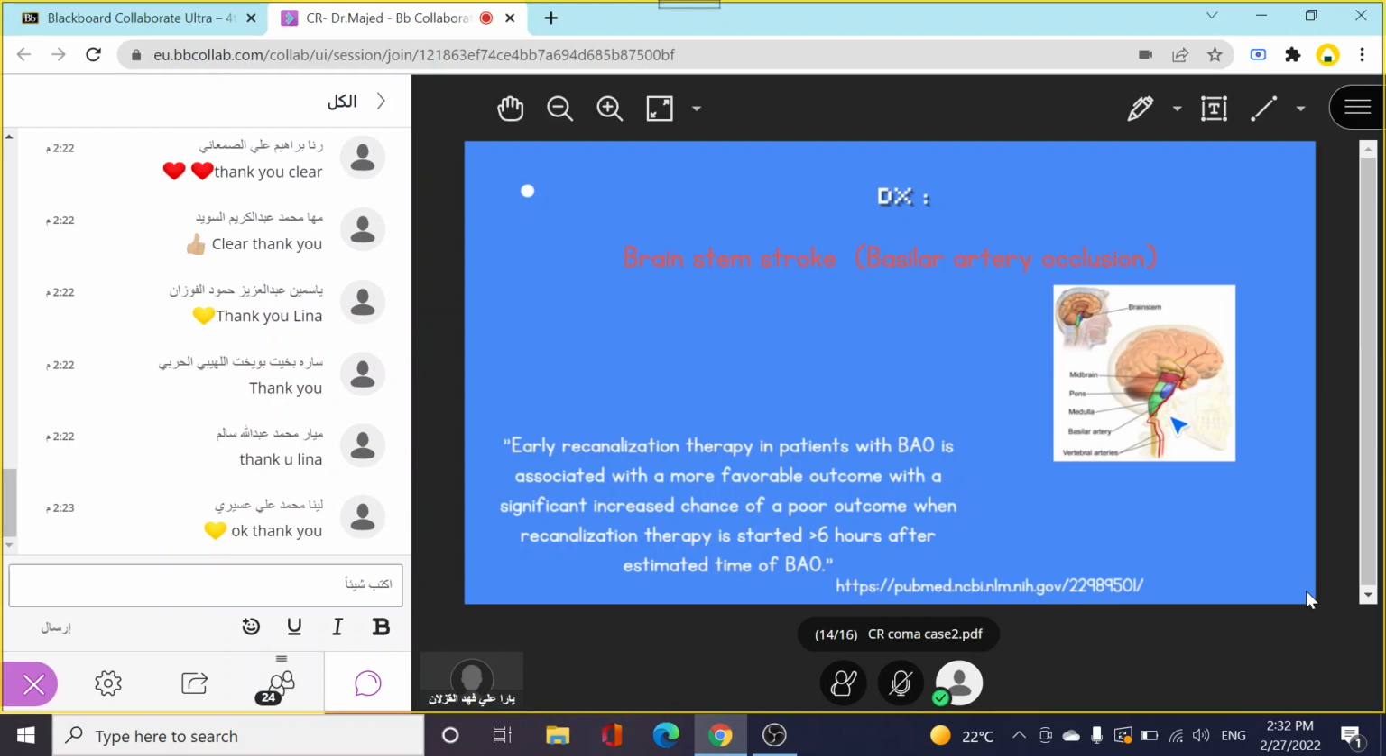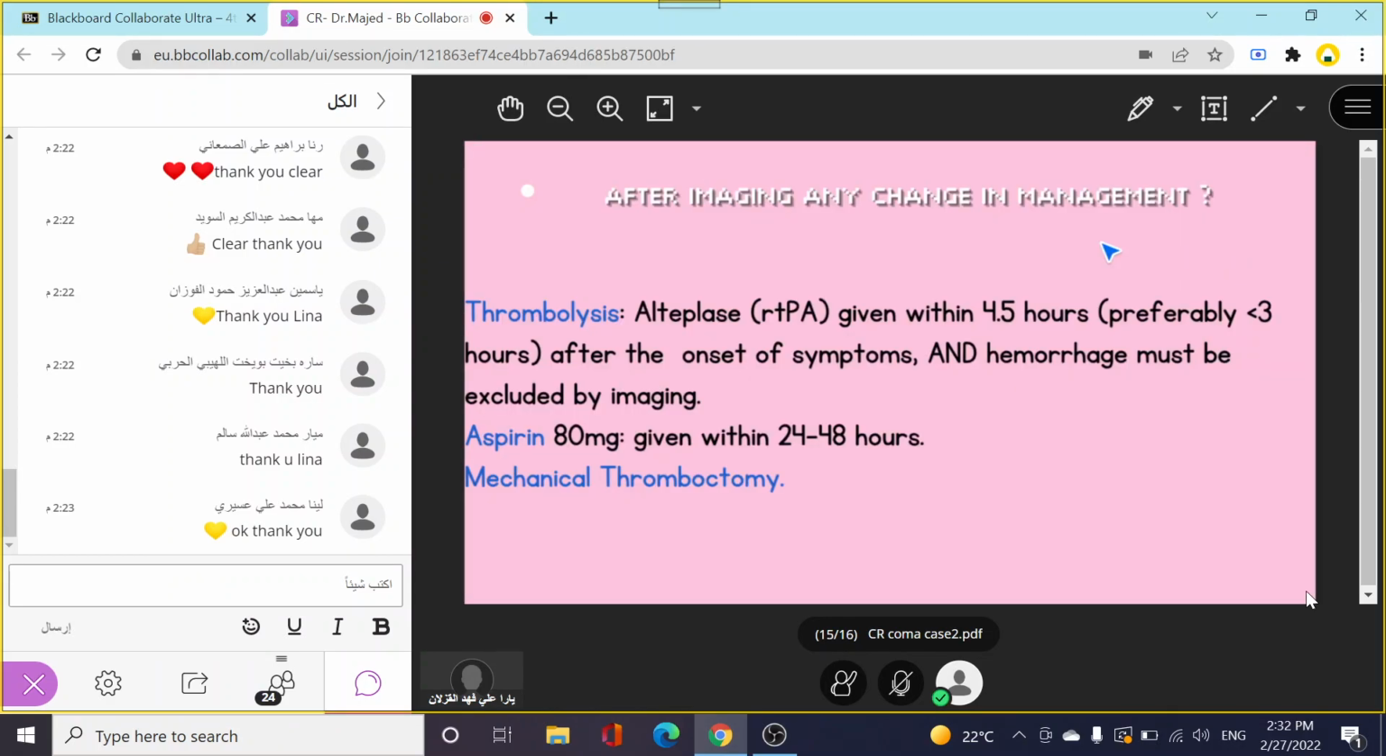Before we move to the management, it is very important to know that in case of basilar artery occlusion, it is very crucial to start treatment before 3 hours or before 6 hours for favorable outcomes. After the CTs are done and we see that there is no hemorrhage, then we can give thrombolysis, which is alteplase. It should preferably be given before 3 hours of the onset of the symptoms, not from when the patient came to the hospital.